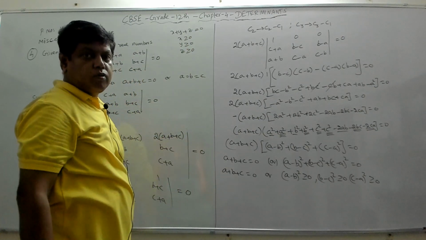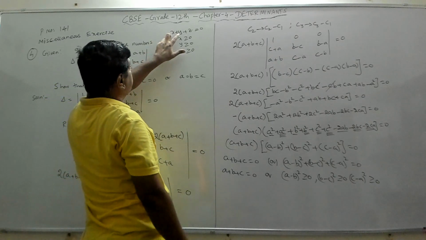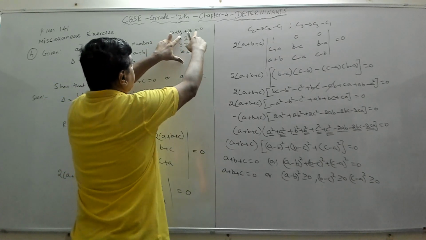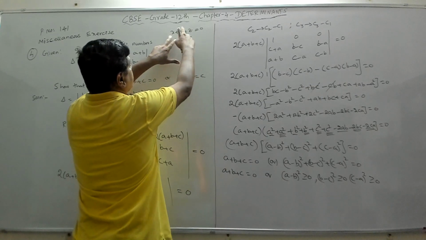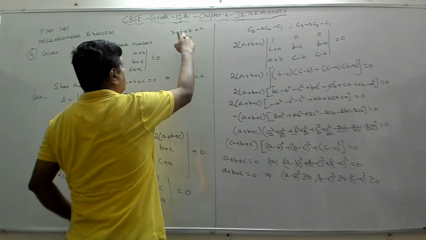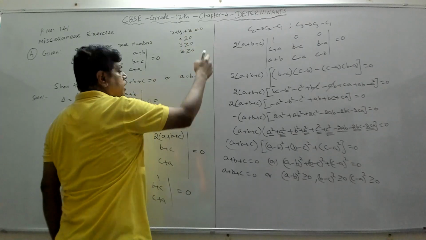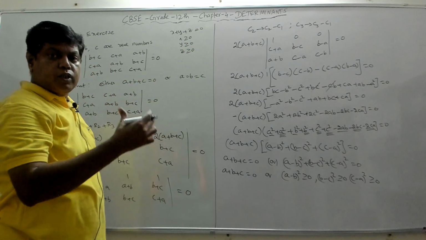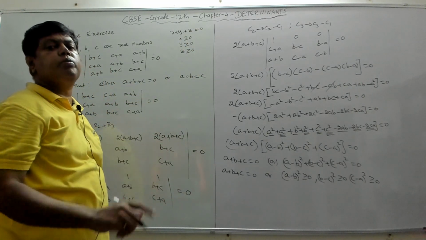Sum cannot be equal to 0, right? If two of them are positive and you have to get 0, then one of them should be negative. Only then will they cancel and give 0. So if each number is non-negative and the sum of the 3 numbers is equal to 0, then the only solution is that each number should be equal to 0.